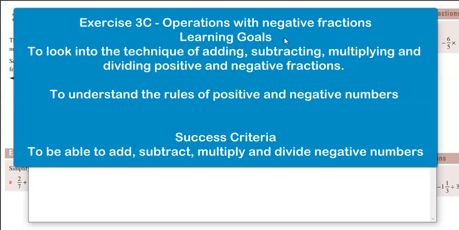This is exercise 3C, operations with negative fractions. The learning goals for this exercise are to look into the technique of adding, subtracting, multiplying, and dividing positive and negative fractions, and to understand the rules of positive and negative numbers. The success criteria is to be able to add, subtract, multiply, and divide negative numbers.